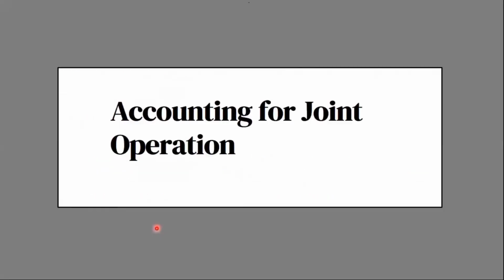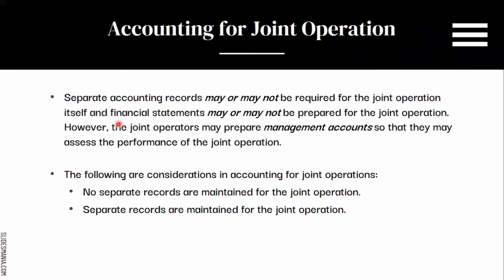So next is accounting for joint operation. Dito, separate accounting records may or may not be required for the joint operation itself. And financial statements may or may not be prepared for the joint operation. In other words, separate books of accounts, such as journals and ledgers, may or may not be used. And also, financial statements may or may not be used and prepared in the joint operation.